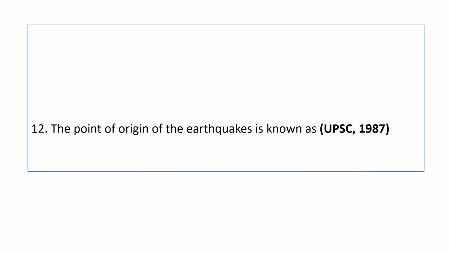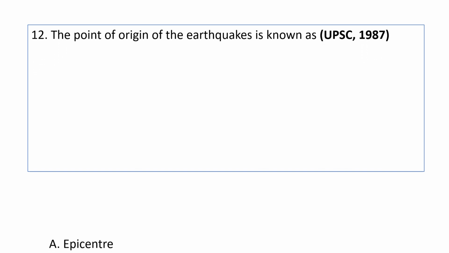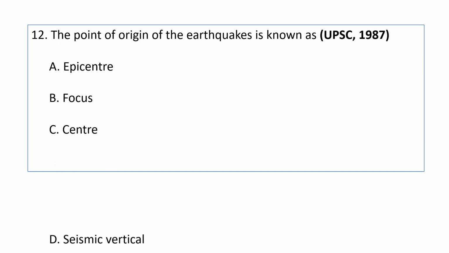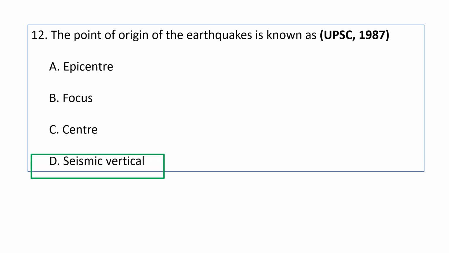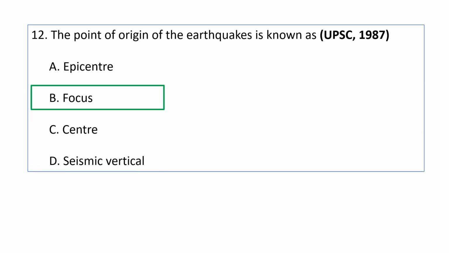Next question. The point of origin of earthquakes is known as A. Epicenter, B. Focus, C. Center, D. Seismic vertical. So the point of origin of earthquakes is known as a focus, and the point immediately above the focus is known as epicenter.